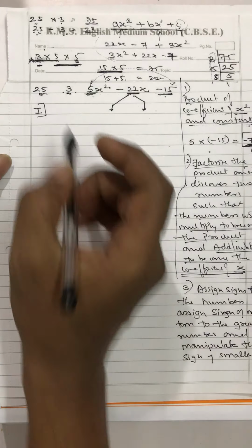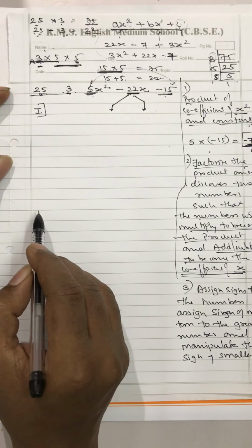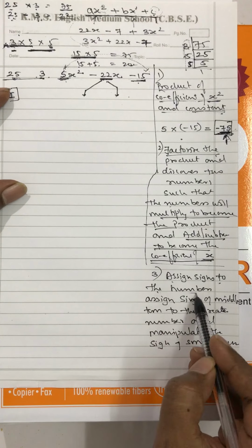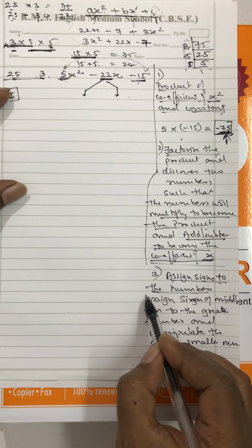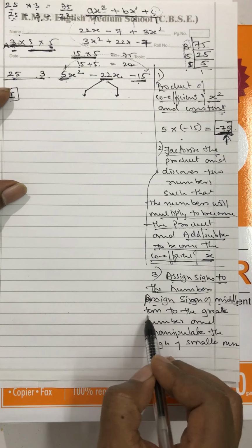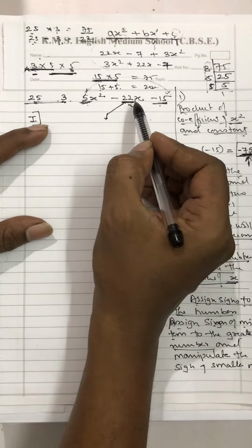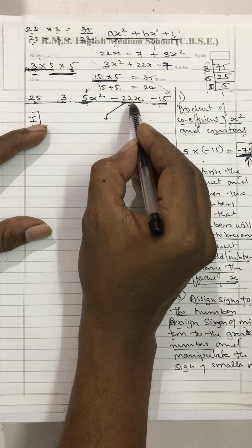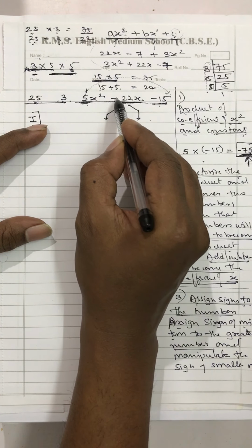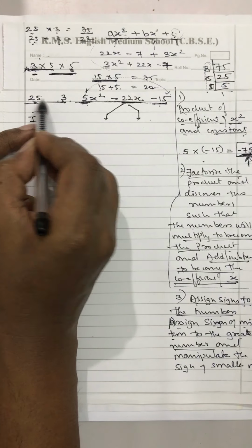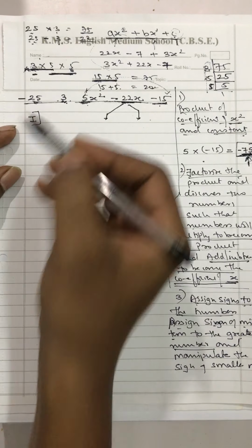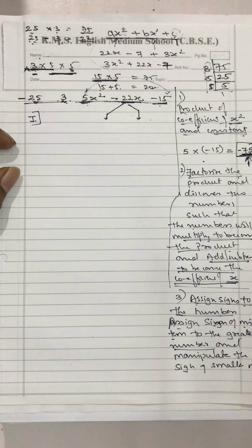See here, this is the combination that I have got, 25 and 3. Now what am I telling? Assign signs to the numbers. How do I assign signs to the numbers? Assign the sign of the middle term to the greater number. What is the middle term? This is the middle term, 5x square minus 22x minus 15. What is the sign of the middle term? Minus. This minus sign will go to the greater number out of these two. Which is the greater number? 25. So this will be minus 25.